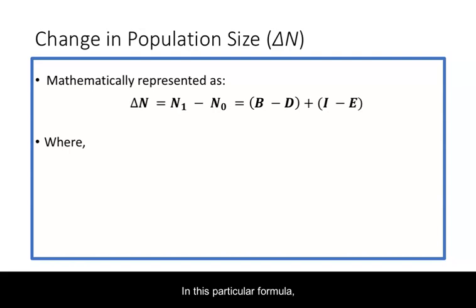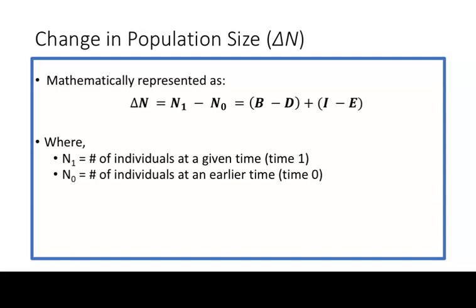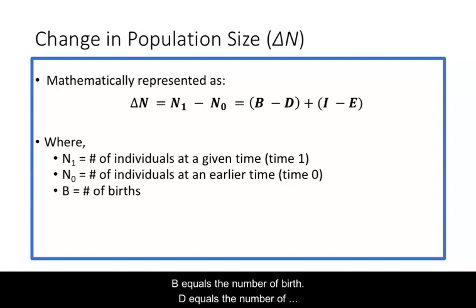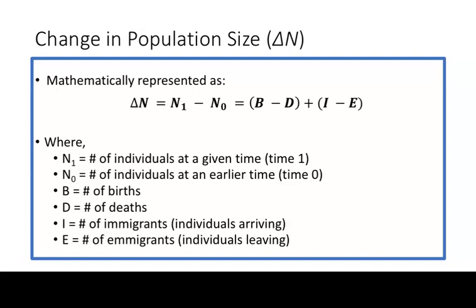So in this particular formula, we have N1 is the number of individuals at any given time. N0 is the number of individuals at some earlier time t0. B equals the number of births. D equals the number of deaths. I equals the number of immigrants. And E equals the number of emigrants.